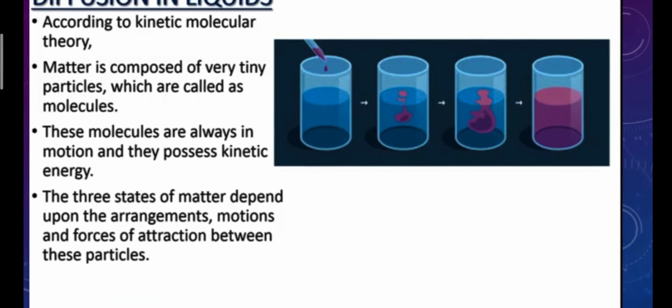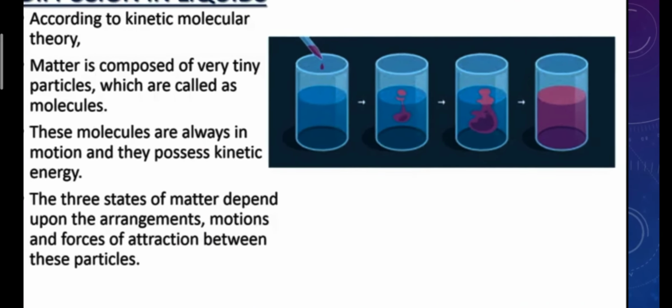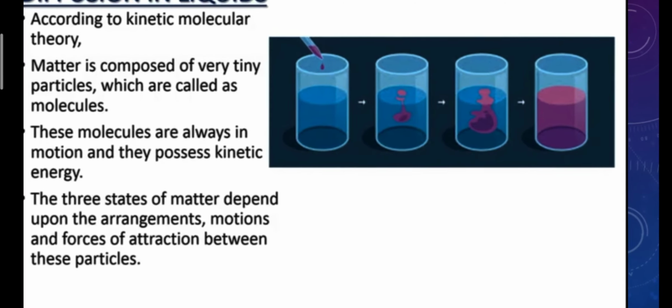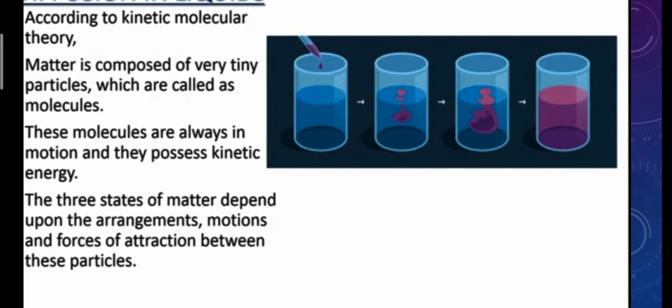Now, diffusion in liquid. According to kinetic molecular theory, matter is composed of very tiny particles which are called as molecules. These molecules are always in motion and they possess kinetic energy. The three states of matter depend upon the arrangement, motions, and forces of attraction between these particles.